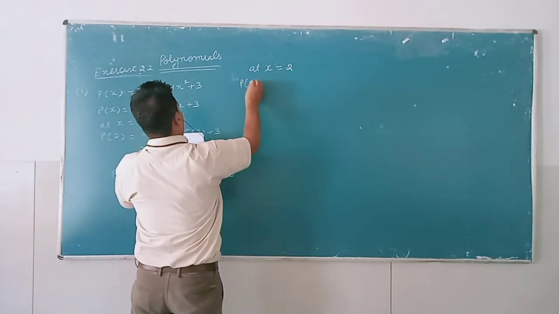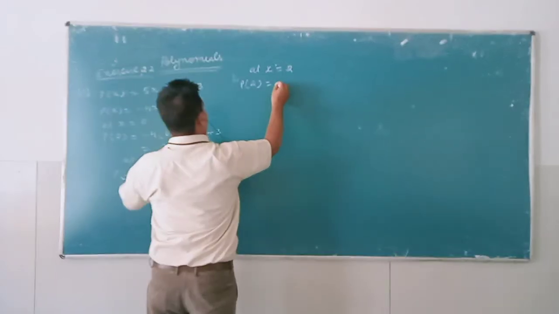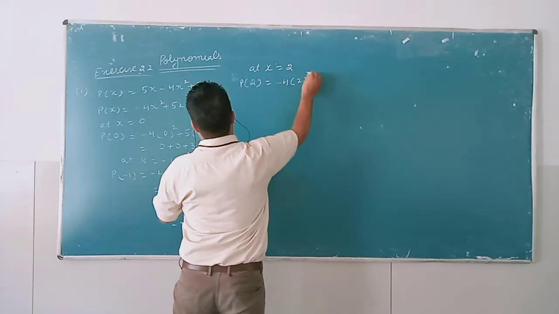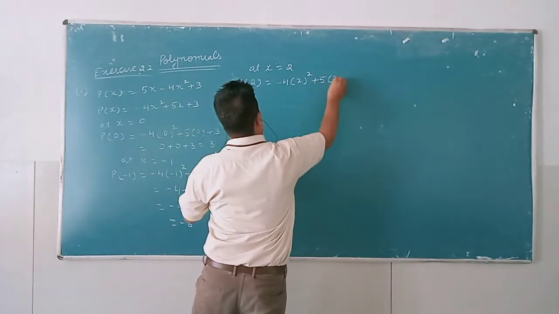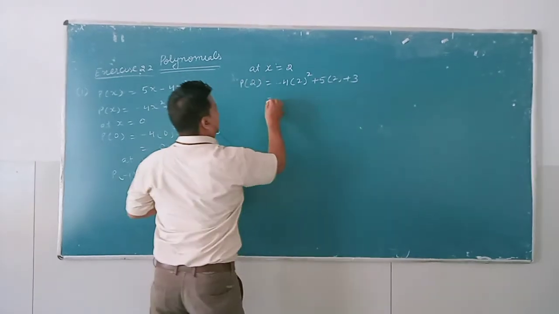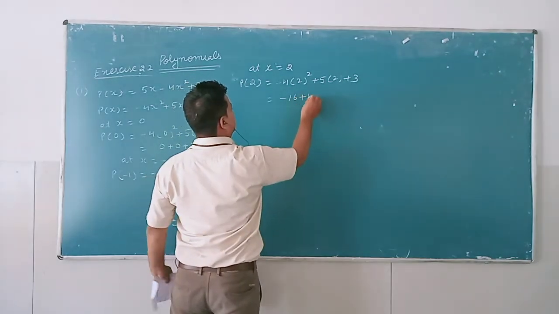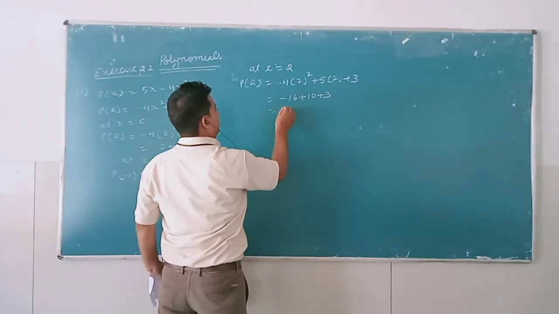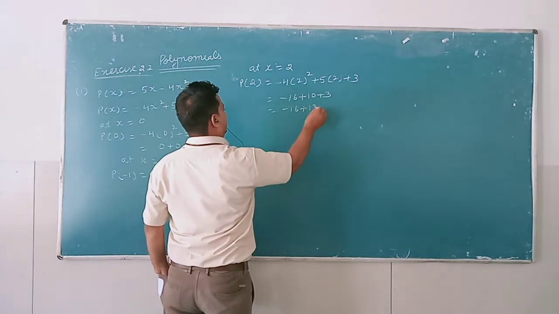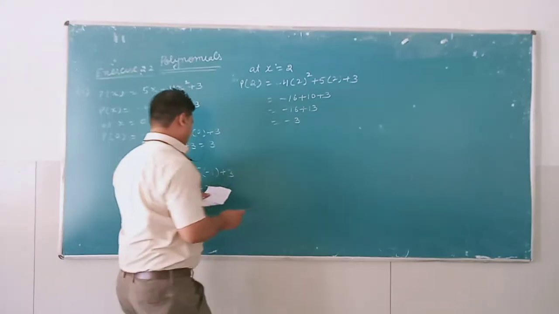x = 2. The value of the polynomial is -4(2)² + 5(2) + 3. This is -16 + 10 + 3 = -16 + 13, which is -3.